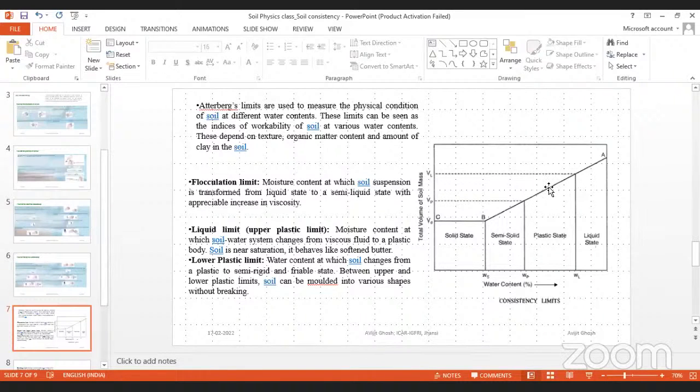So the liquid limit or upper plastic limit is the moisture content at which soil changes from a viscous fluid to a plastic body. And the lower plastic limit is that point where soil changes from a plastic to a semi-solid state.